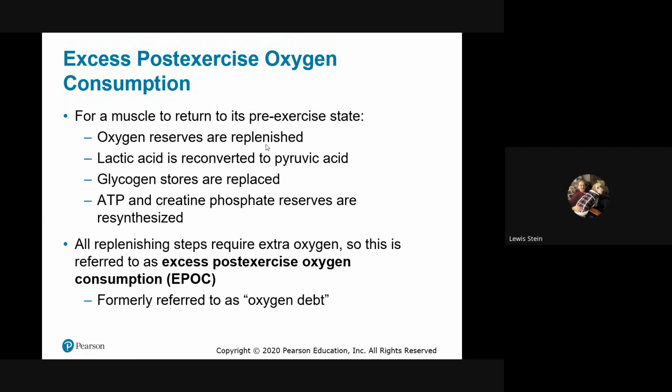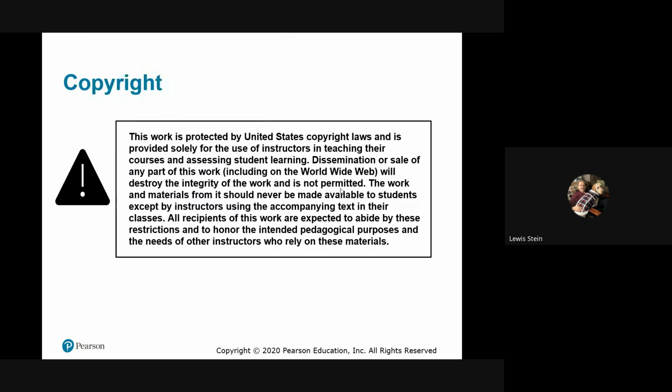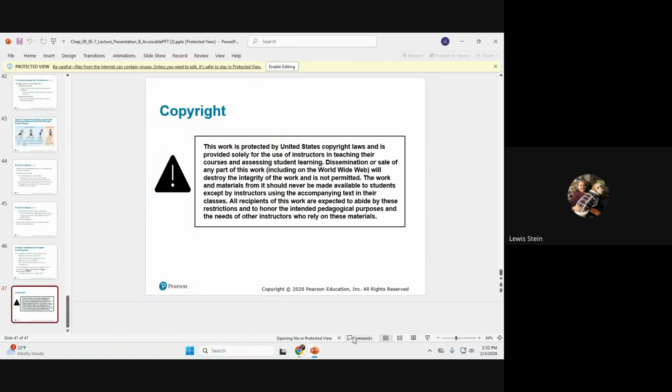We get back our oxygen, we convert the lactic acid, we replace the glycogen, which was overused. Remember, you only can store it in liver and skeletal muscle, and we replace the reserves of ATP and creatine phosphate. That's it. Please be familiar with all of that. I thought that was going to be complicated.